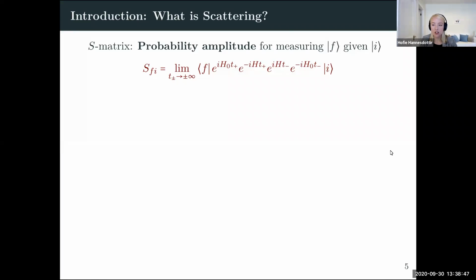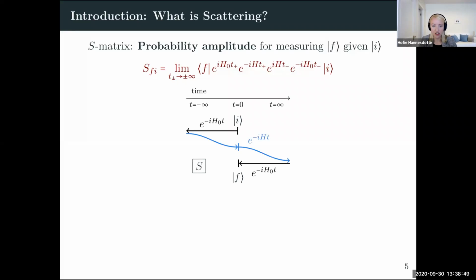So let's look a bit further into this definition. Here is a cartoon that we like to draw. And the picture is as follows. We have our Heisenberg picture kets, which live at some reference time that I'm calling t equals 0. And then to get to the freely evolving state at time equals minus infinity, we have to evolve in the Heisenberg picture with the free Hamiltonian back here to minus infinity. And what happens then is that there's evolution with a full Hamiltonian up to plus infinity.